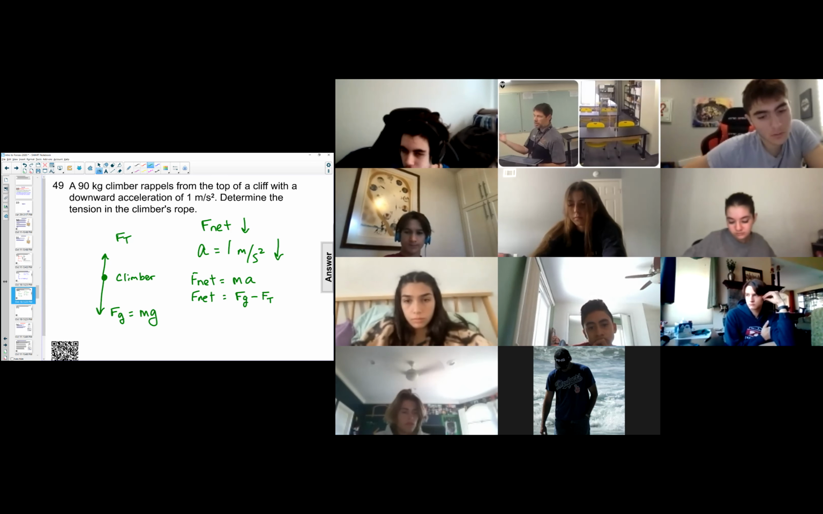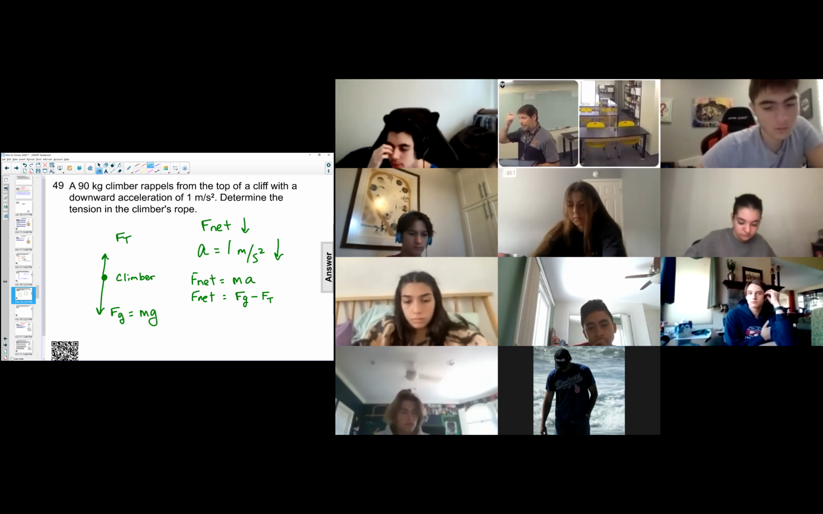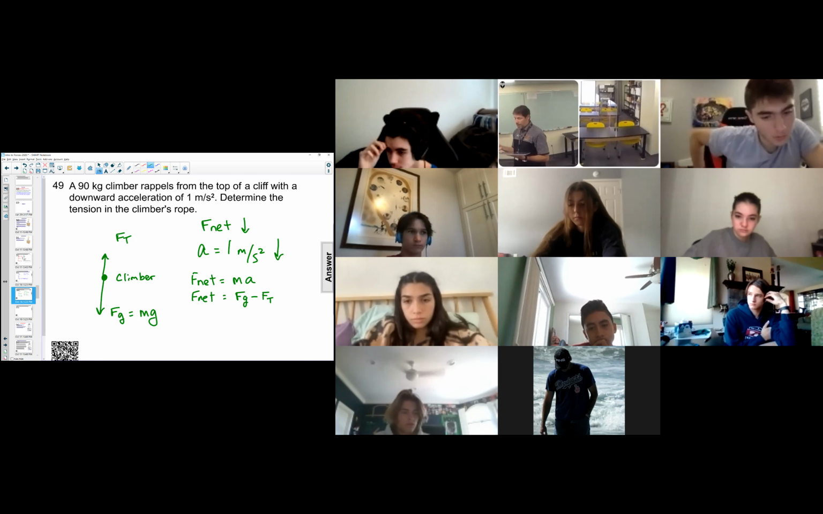The weight has to be greater than the tension because the climber is accelerating downward. If the tension was greater, the climber would be rising, right? So since the climber is accelerating downward, the tension has to be less than the weight. So if we subtract the tension from the weight, that's also the net force.